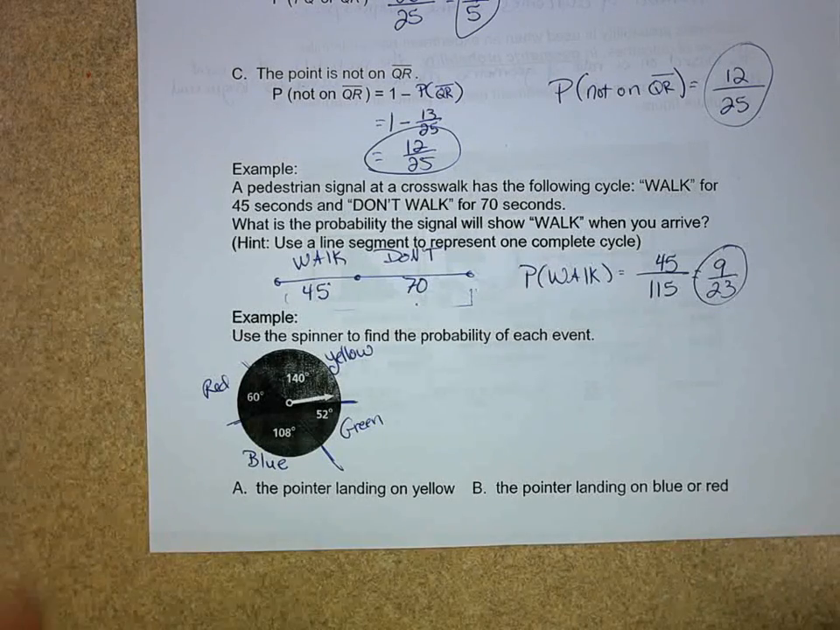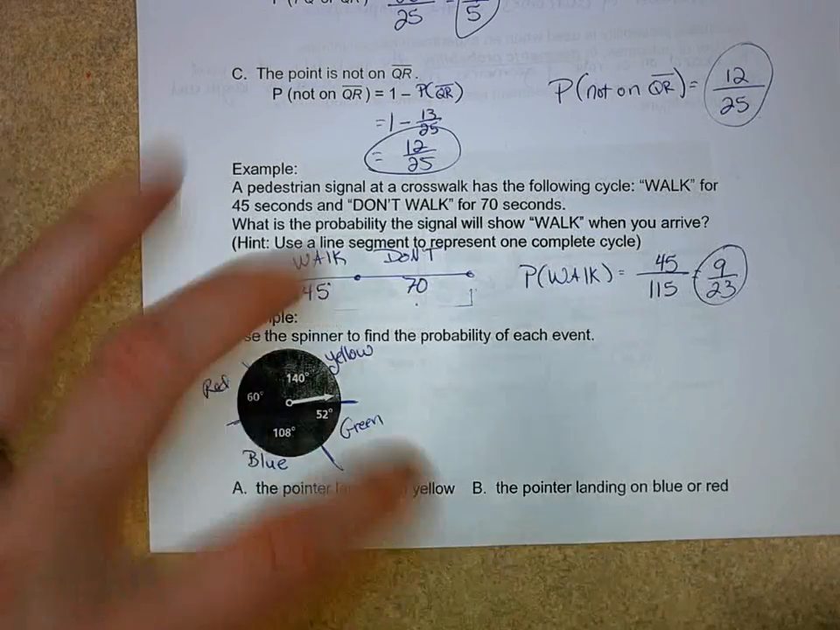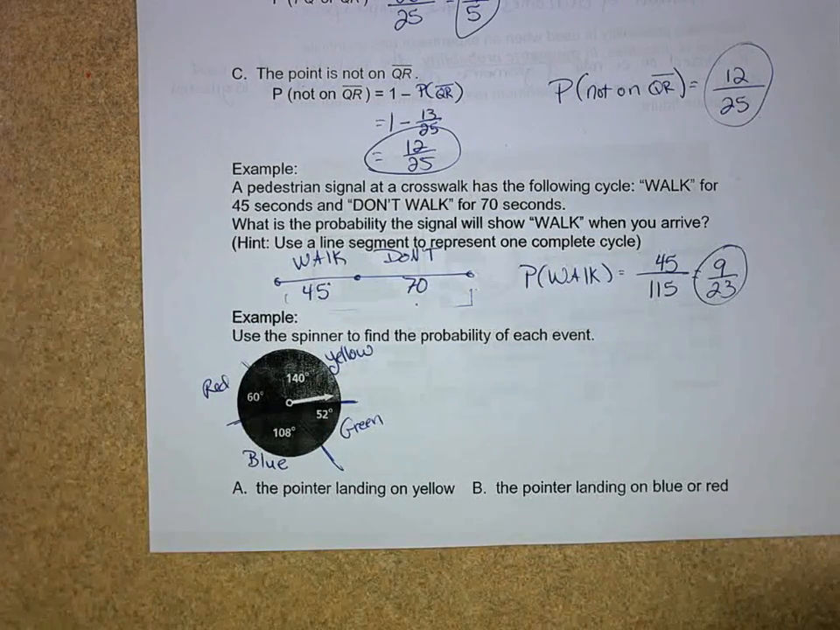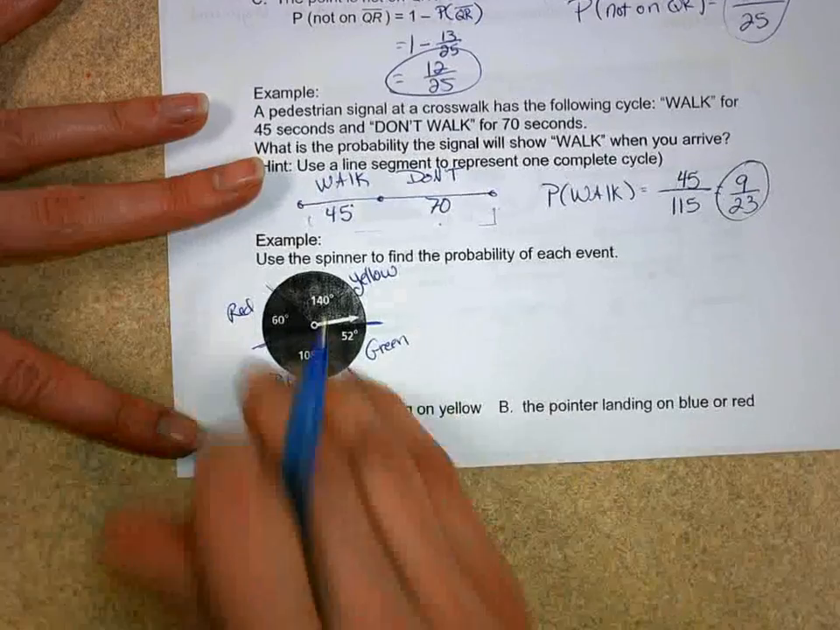Casinos use these the best. The chance to hit one little number on a big roulette wheel and all that type of stuff, all using probability to their advantage. And so here, let's practice finding this.